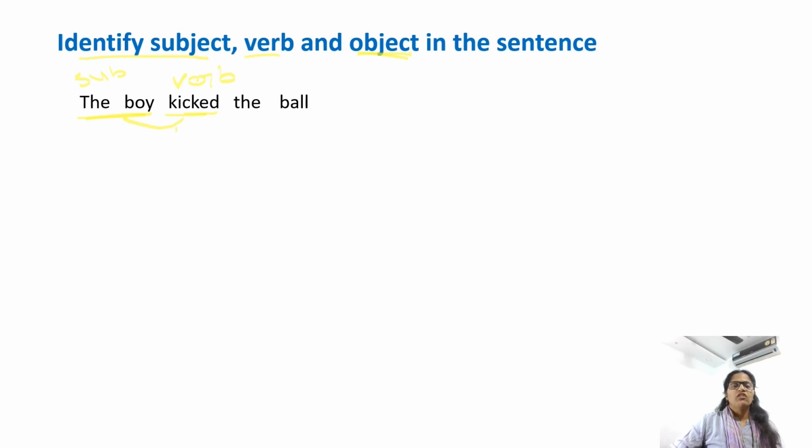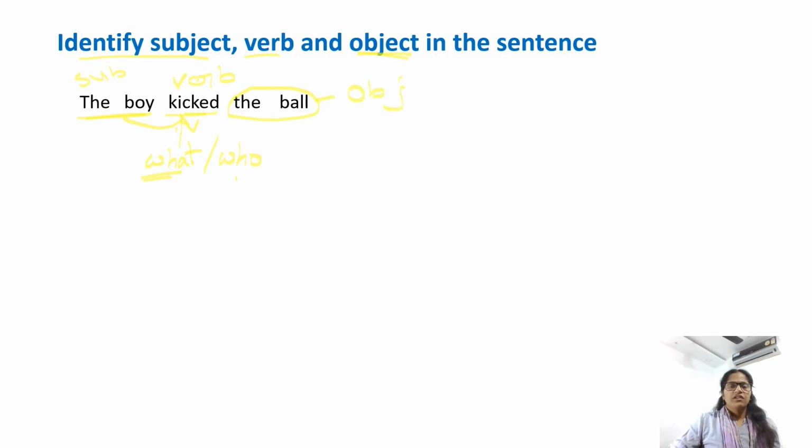After this, to find out object, sometimes it is little difficult to find out object in a sentence. There are many sentences where you may not find any object. Okay. To find out the object, the easiest way to find out the object in a sentence is ask a question, what or who to your action. The boy kicked what or the boy kicked who. If you get answer to either of these questions, that answer is object.